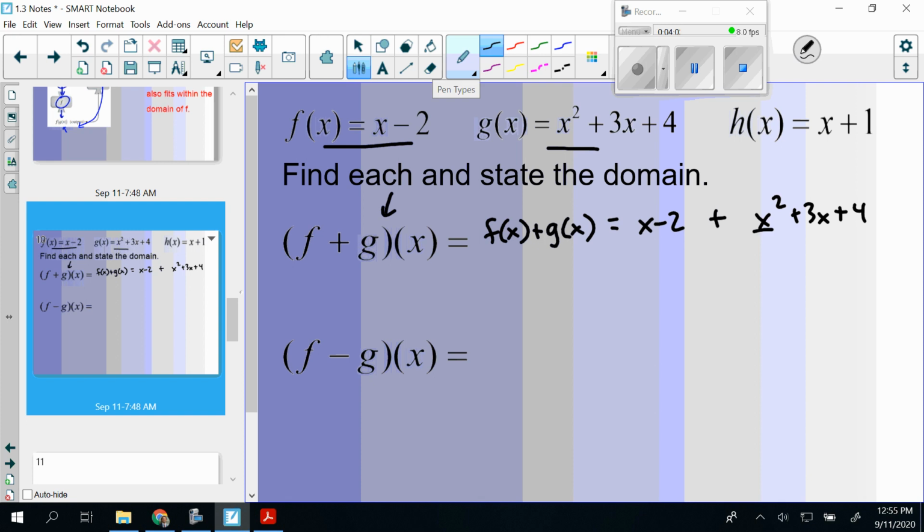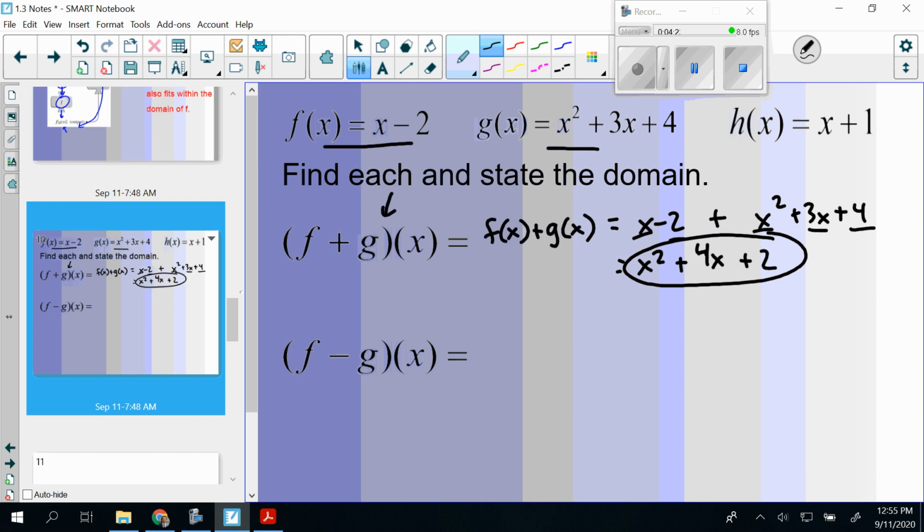There's only one squared term here. I'm going to do that one first. We got two terms with x to the first power, so adding those together would be 4x, and then we get these two constant terms that would add together to be 2. And that would be the addition of f and g.